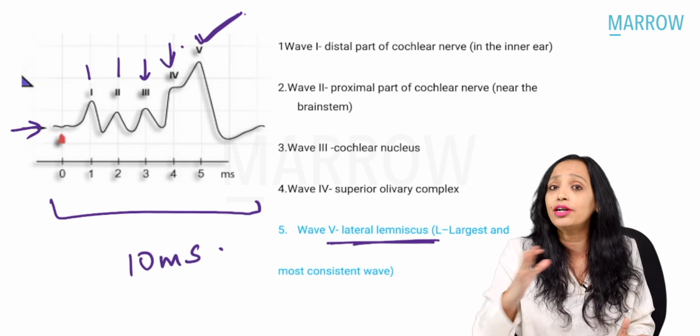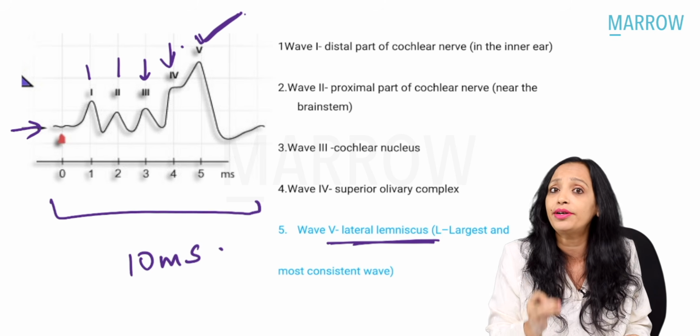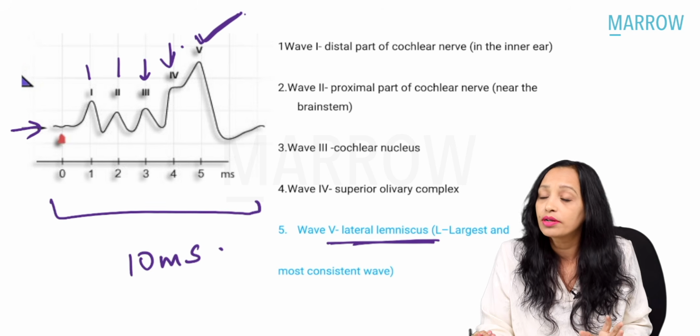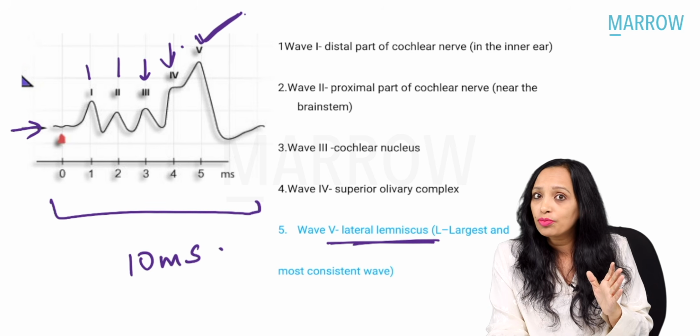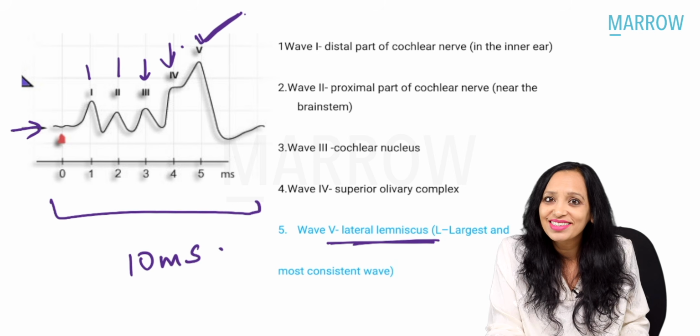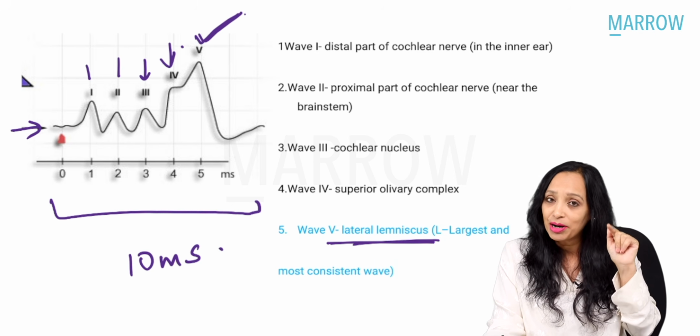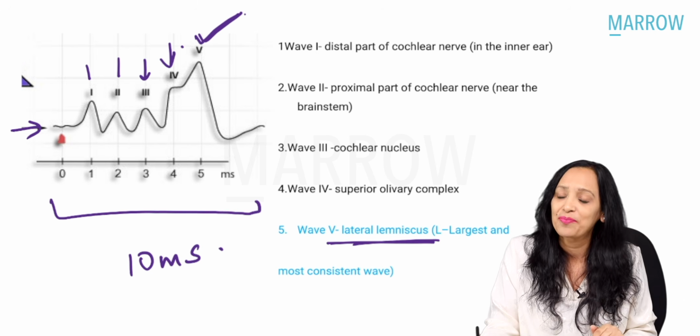Also, if there is a retrocochlear pathology, this is the best audiometric test to find out whether it is acoustic neuroma or not. For acoustic neuroma, the best investigation is, don't tell me BERA, the best is MRI, since it is an intracranial tumor, but the best audiometric test is BERA.